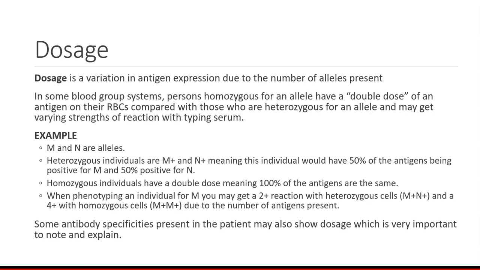Some antibody specificities present in the patient may also show dosage, which is very important to note and explain whenever you're doing an antibody workup.